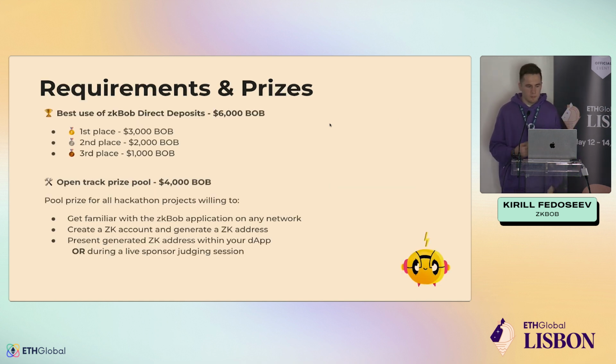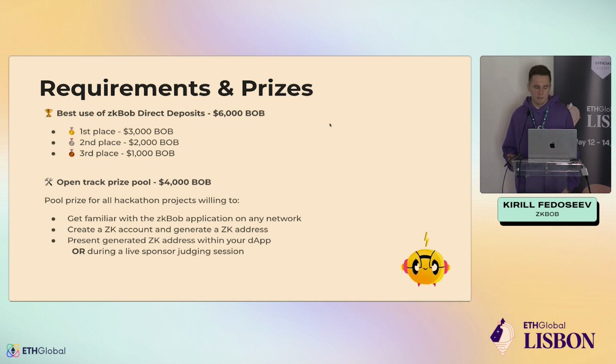For the best use and best integration of the zkBob direct deposits feature, we have a pool of prizes totaling 6,000 USD paid in BOB tokens. The first place receives 3K, 2K for the second prize, and 1K for the third place. If you have any place in your protocol for payments in stablecoins especially, and you might want to make them a bit more private, you can try to replace your payments infrastructure with the zkBob direct deposits feature and be eligible for the best use of zkBob direct deposits bounty.